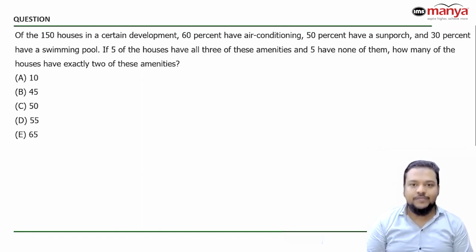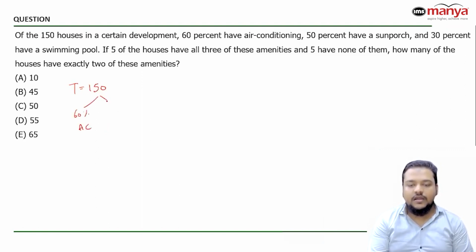Let's discuss now. So the question is saying there are 150 houses in total. Out of them, 60% have air conditioning, 50% have a sun porch, and 30% have a swimming pool.